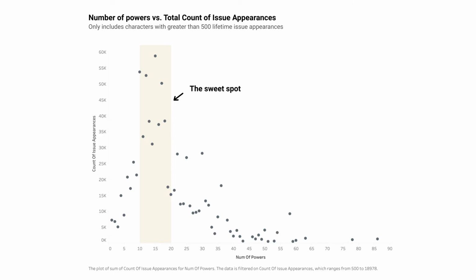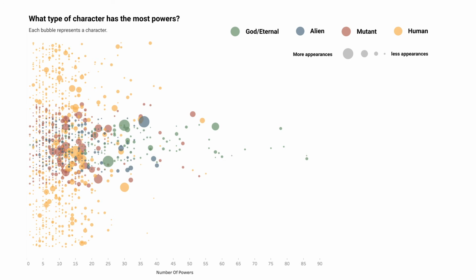Now we'll focus on how to build a balanced character. It turns out the characters who collectively have the most appearances in issues tend to have between 10 to 20 powers, as indicated by the highlighted band. In this Beast Swarm, each character is denoted with a bubble plotted according to how many powers that they have.